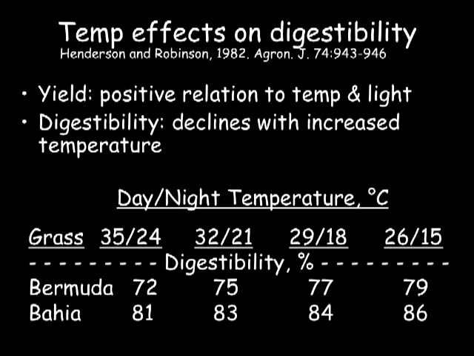So temperature also affects digestibility, and this is some work that was done in Louisiana. These are actually growth chamber studies, I think. They did see a positive relationship, as you would expect, with a warm season grass in terms of yield in relationship to light and temperature. But notice the impact on digestibility. As day-night temperatures were increased, digestibility declined. So if I reduce that temperature, as those temperatures come down, the digestibility of that material is going up.